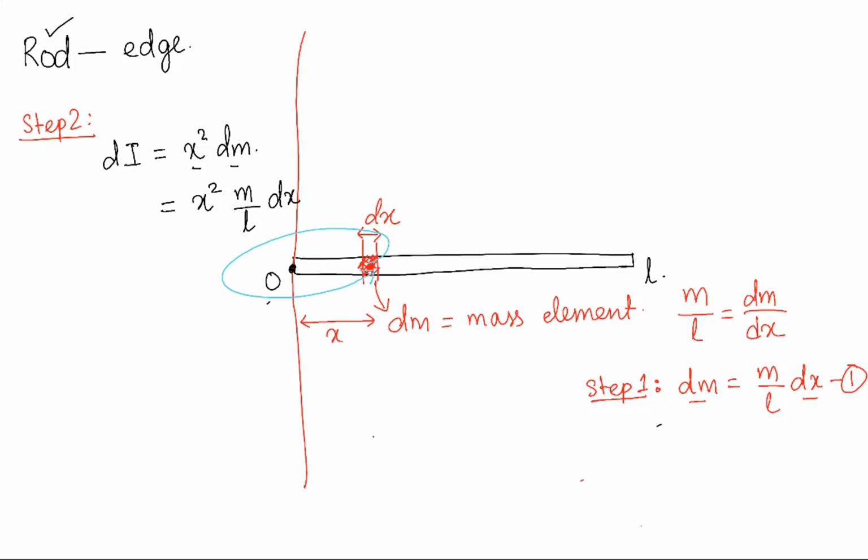In the third step, we'll be integrating. So the third step is to integrate. Step 3 is to solve. Solve matlab we have to integrate this thing to find out our answer. So we'll basically write the net moment of inertia is equal to the integration of dI. How much is that? Integration of x square into M by L dx.